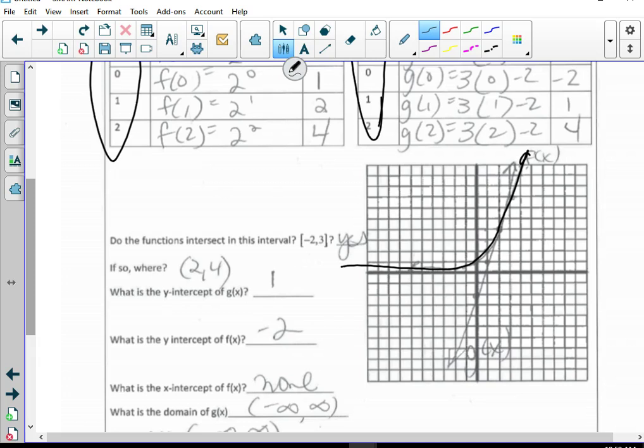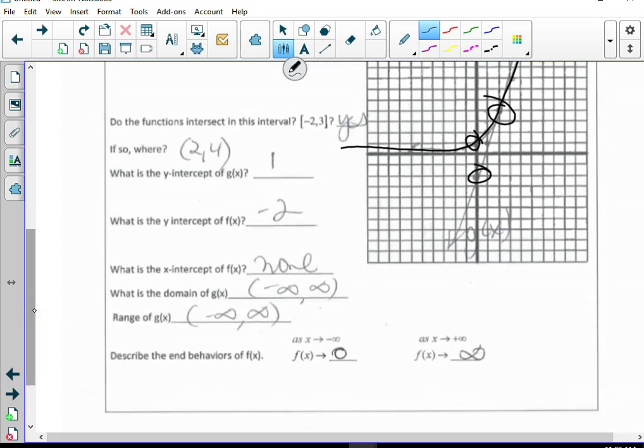Okay? Do the functions intersect? Yes, they do. If so, where? Right up here, 2, 4. What is the y-intercept? 1. Okay, it's right here. What's the y-intercept of the line? That's down here, -2.